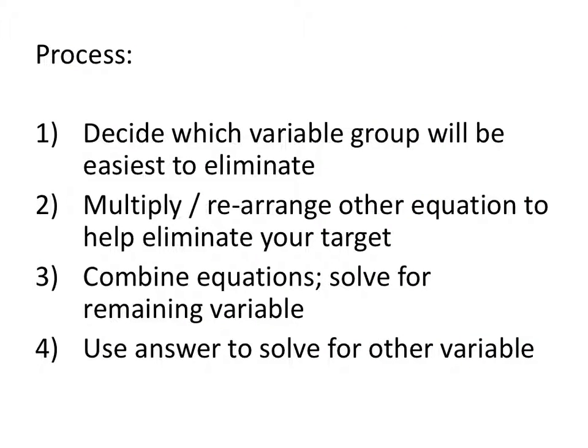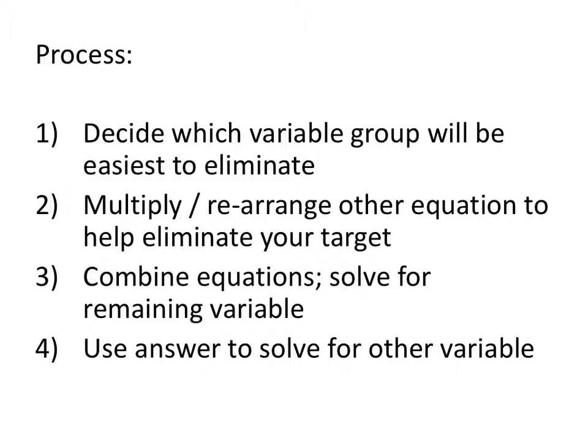When you are solving using elimination, your first step is to decide which variable group is going to be easiest to eliminate. You might need to rearrange or multiply the equations so that we can help eliminate your target. When you're ready, you combine your equations. You can think of this either as adding the two equations together, or you can think of this as subtracting the equations. And when you're ready, solve for the remaining variable. Just like substitution, you'll use the answer you find to help find the value of the other variable.